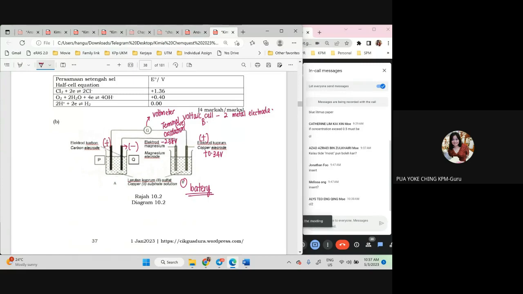Okay. So kalau melibatkan voltaic cell dia akan lain sikit. Okay. Follow the voltaic cell for your electrolytic cell. Ini ialah electrolytic. Ini bukan voltaic. Kenapa you tahu ini electrolytic? Sebab dia pakai carbon electrode. Dua-dua.